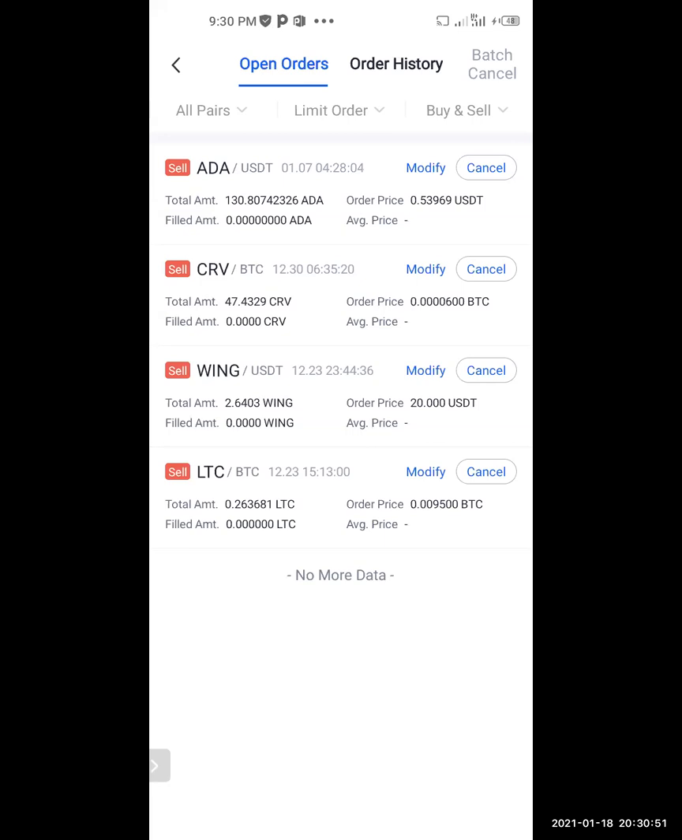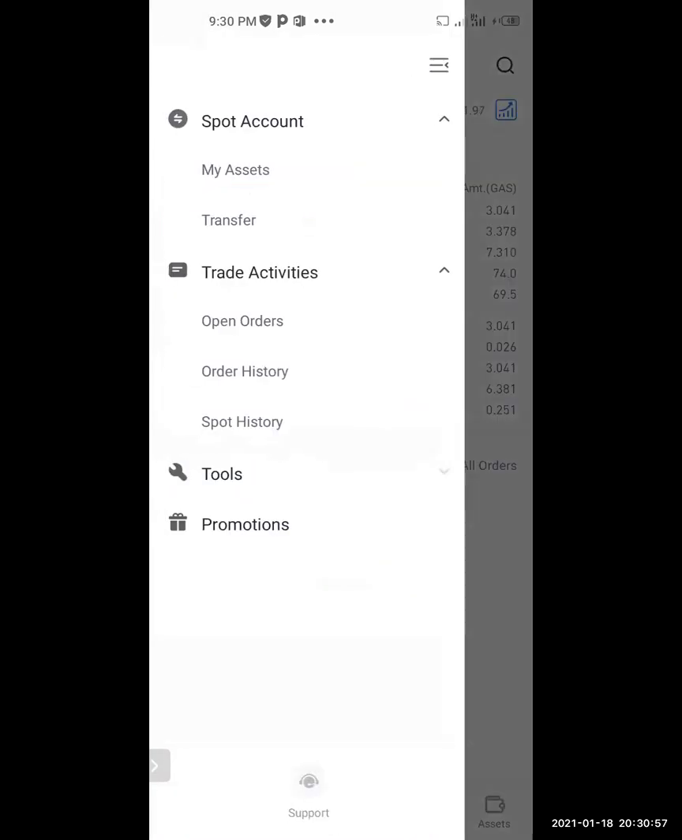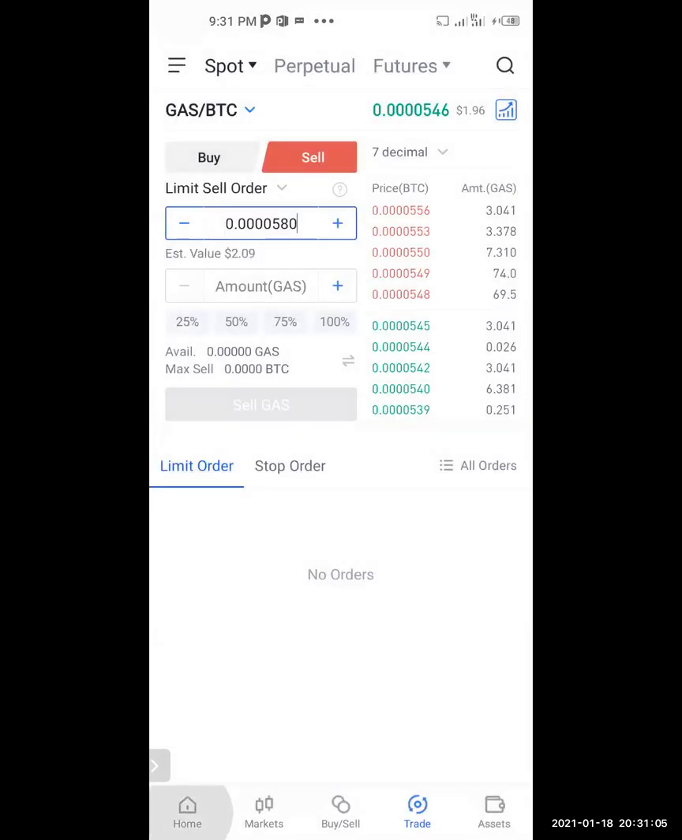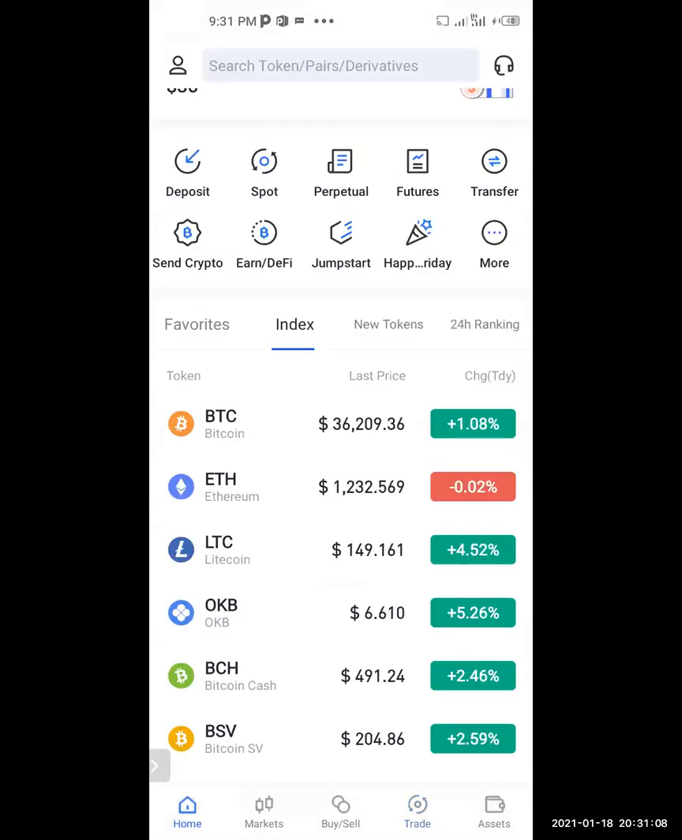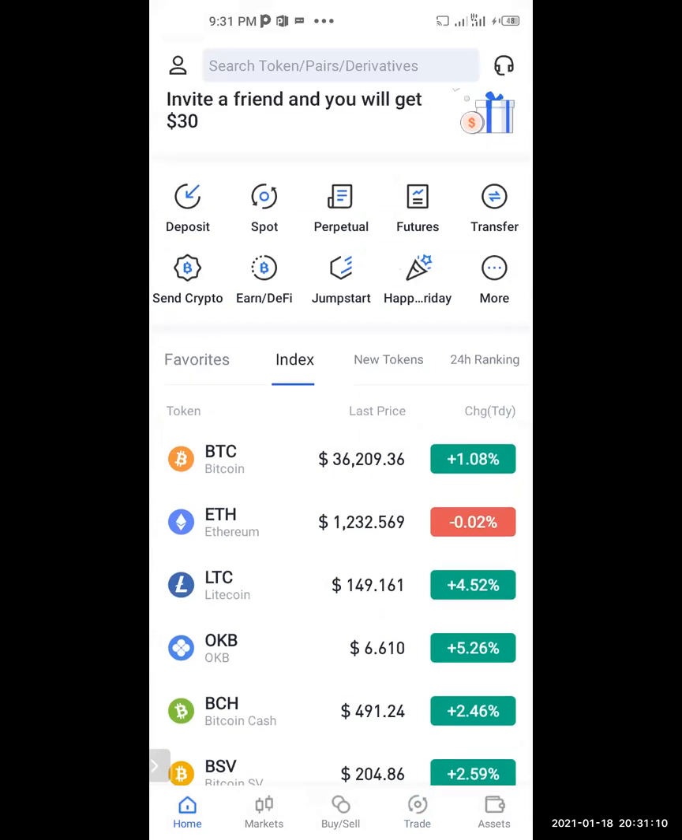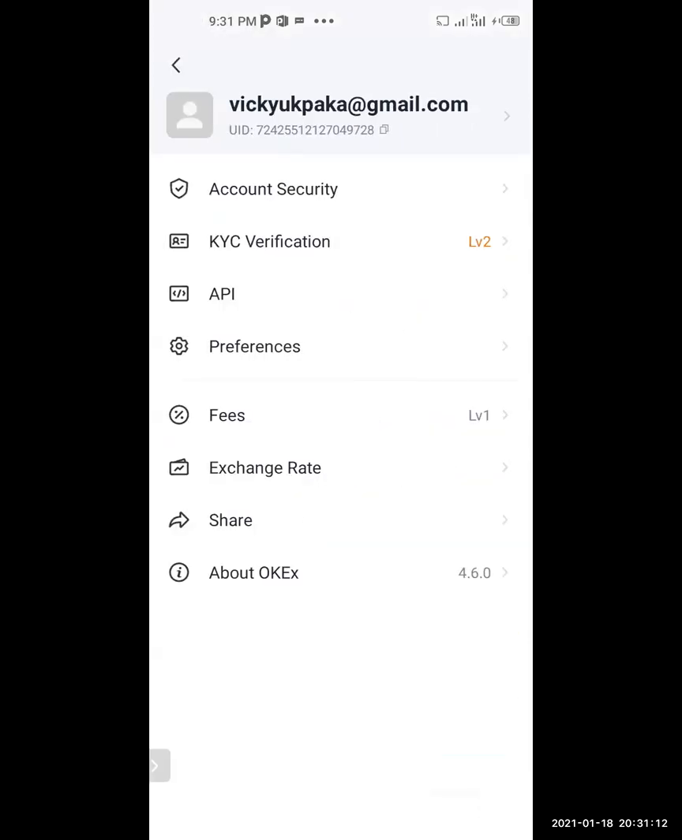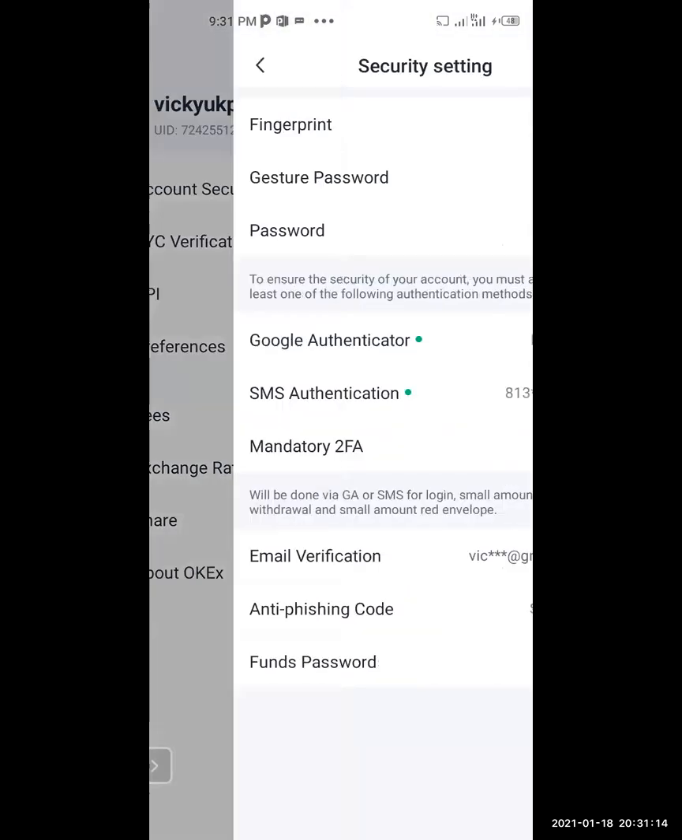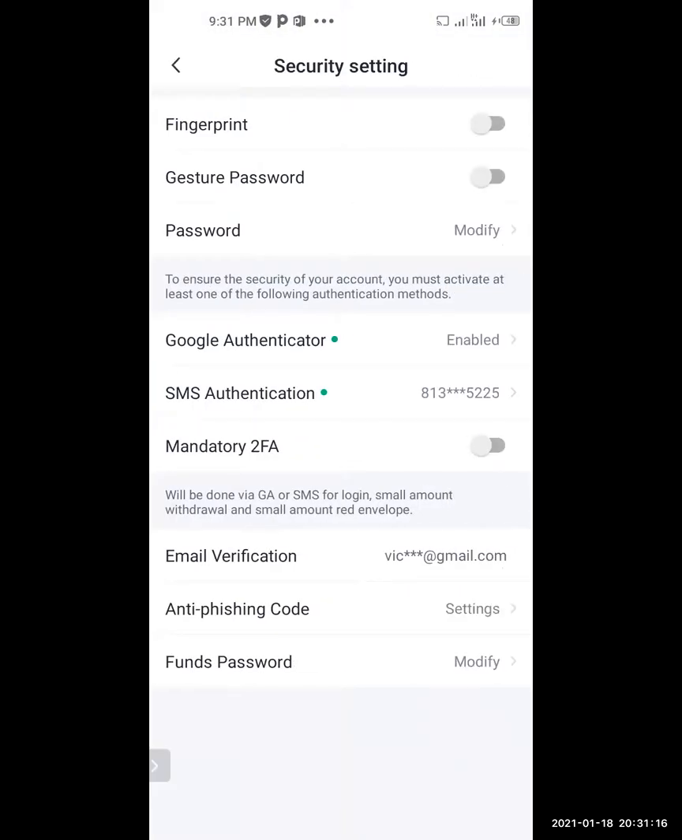So tomorrow we'll continue. And for Nancy, who is asking how to set your Google Authenticator, it's simple. Just go to your home, you see the profile up here, you go to your account security, you see Google Authenticator and you click it. The instructions are very simple. Just kindly follow the instructions.